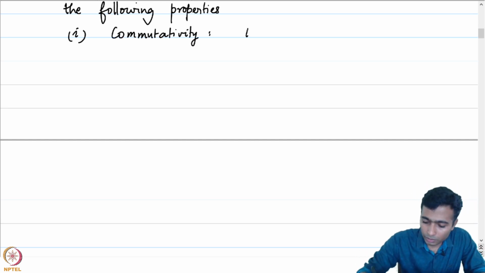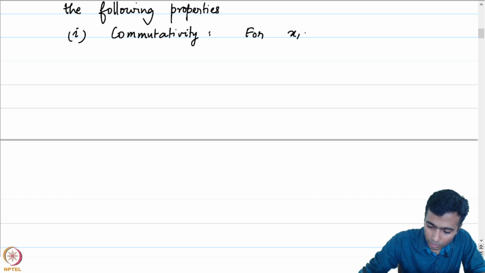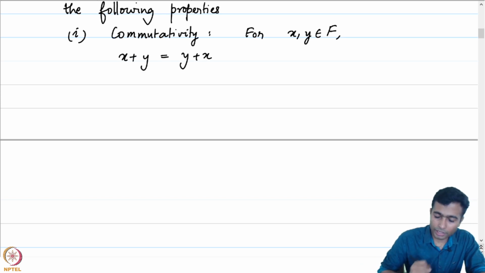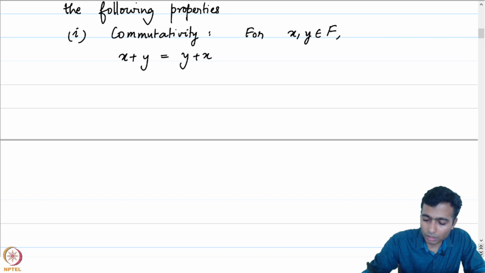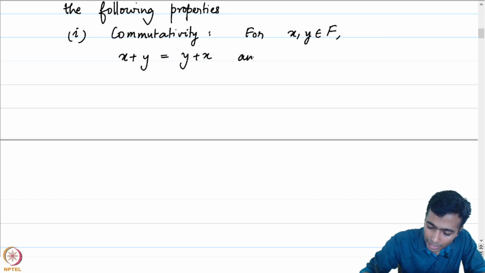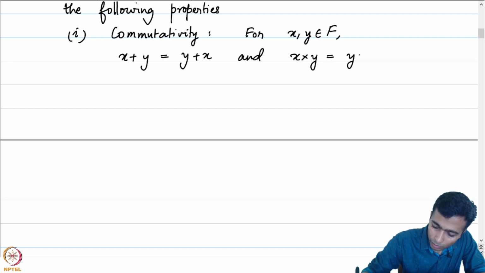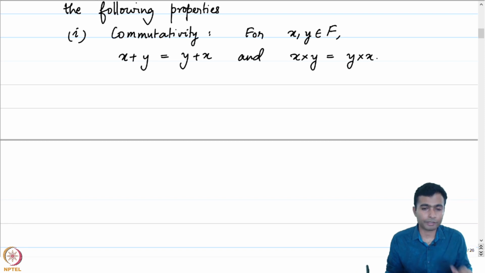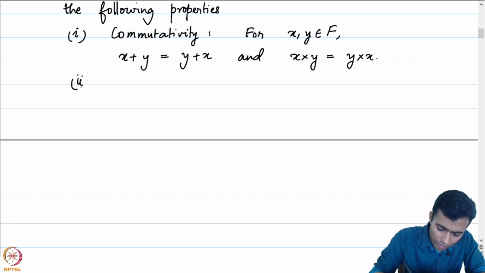If you take two elements x, y in F, x plus y is always equal to y plus x. The order in which we take the sum doesn't matter, and x times y is equal to y times x. The order in which you multiply also doesn't matter. Commutative. The second one is associativity.